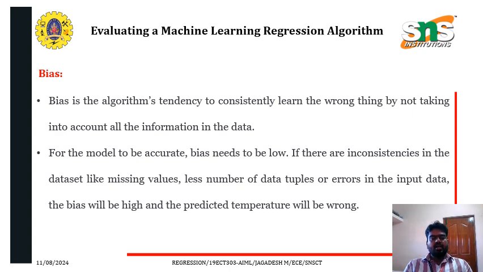Bias is the algorithm's tendency to consistently learn the wrong thing by not taking into account all the information in the data. For the model to be accurate, bias needs to be low. If there are inconsistencies in the data set like missing values, fewer data tuples, or errors in the input data, the bias will be high and the predicted temperature will go wrong. So from that you can understand what bias and variance are. Both bias and variance must be low so that the prediction value will be accurate.